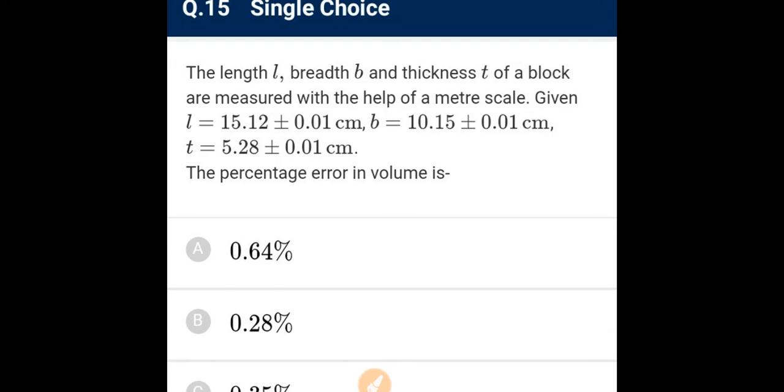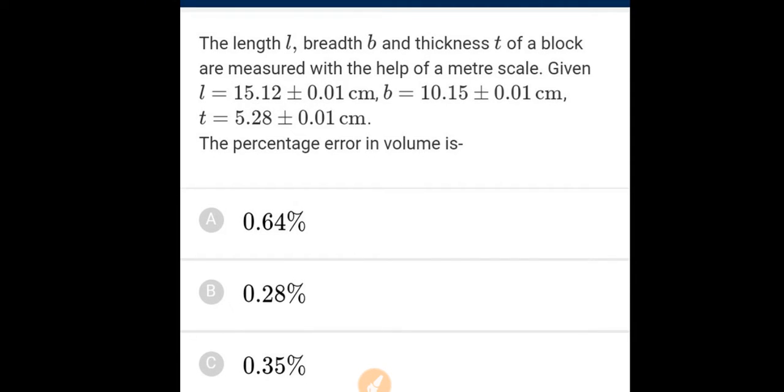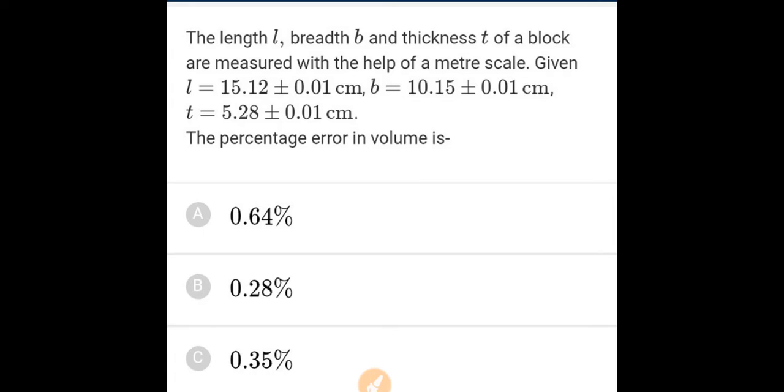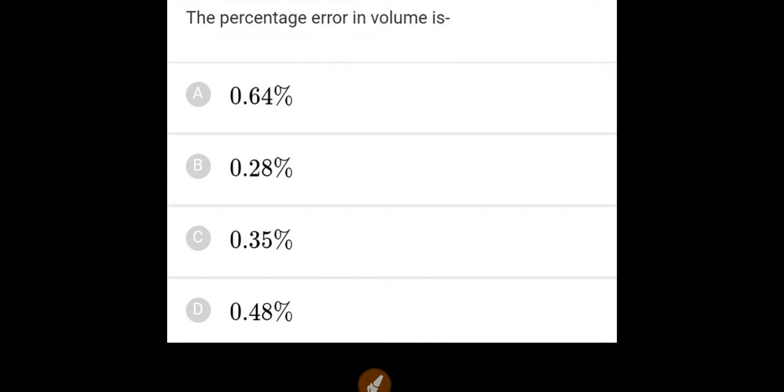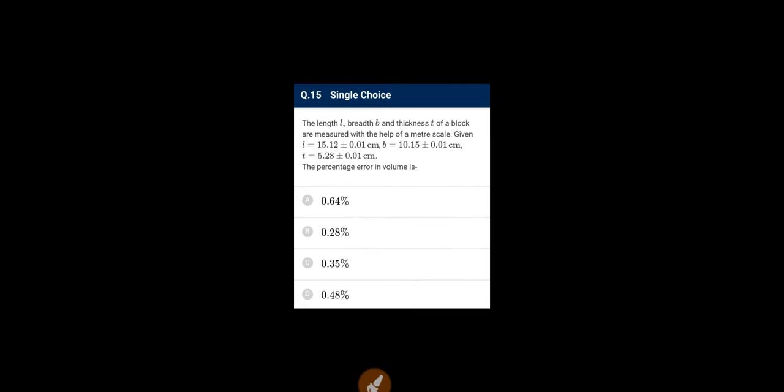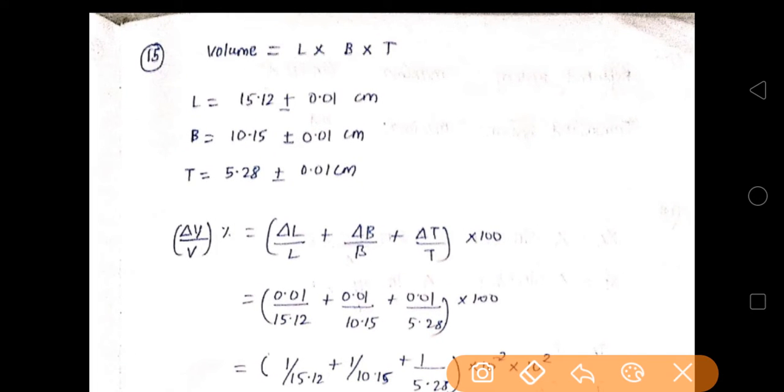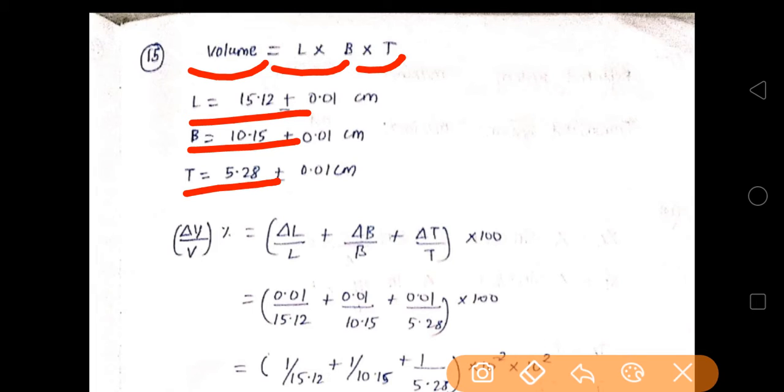The length L, breadth B and thickness T of a block are measured with the help of a meter scale. Given L is 15.12 plus or minus 0.01 centimeter, B and T are given. What is the percentage error in the volume? These are the four options. You have to pick the single correct choice. Volume is equal to length into breadth into T. Now del V by V percentage is equal to del L by L plus del B by B plus del T by T. From this equation you are finding it.